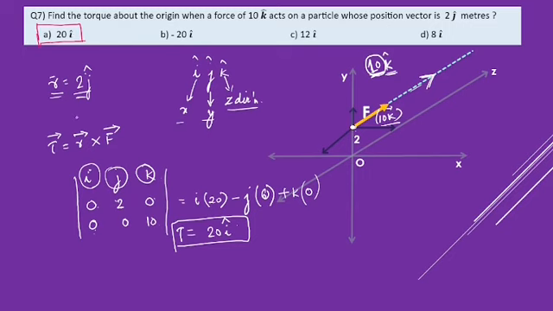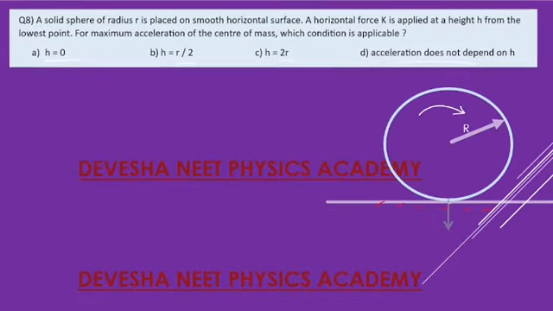Now let's go to the next question. In this question, it is given that there is a solid sphere placed on a smooth horizontal surface. Since it is a smooth horizontal surface, it implies that there will be no friction here.